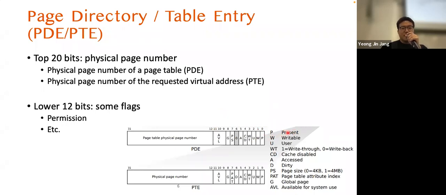But the most important ones here are present, writable, and user. You can regard each block here as just storing 1 bit. The P bit is the lowermost bit in the page directory and table entry, and if that value is 1, it means this entry is valid. If that value is 0, then no matter what values are stored here, we need to ignore them. So the entry is invalid.